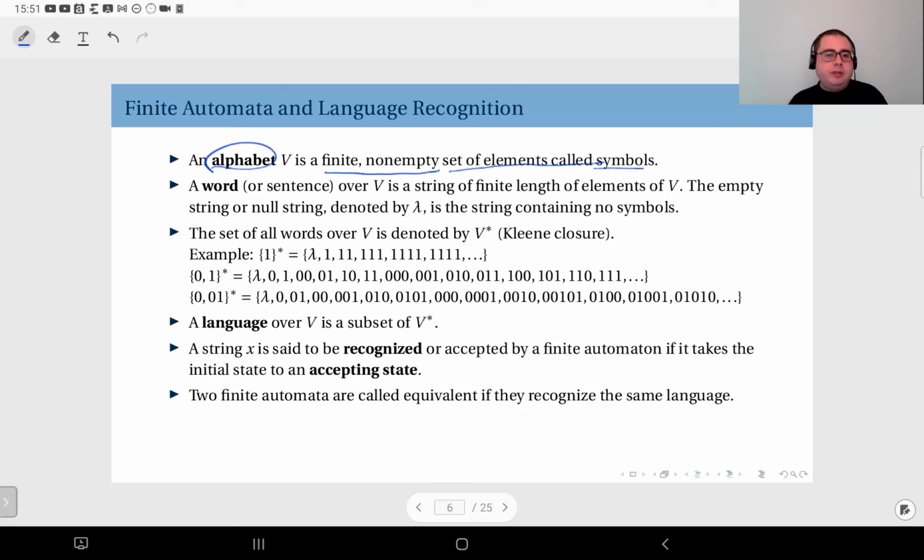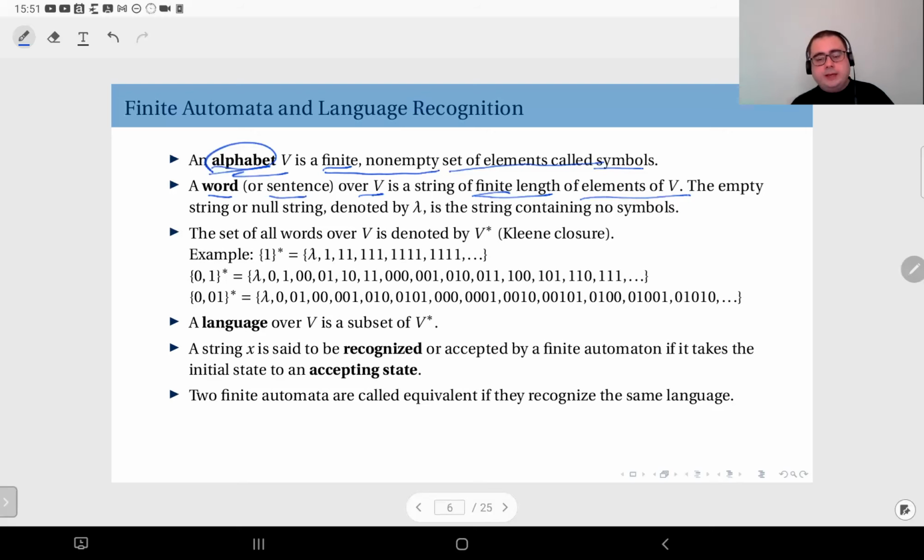And furthermore, it must be a finite set. It can't be an infinite set, whether countable or not. So we call this an alphabet. A word, or depending on the context, a sentence over this alphabet V is a string of finite length of elements of V. Again, finite is of significance. Okay, so the words should be of finite length.